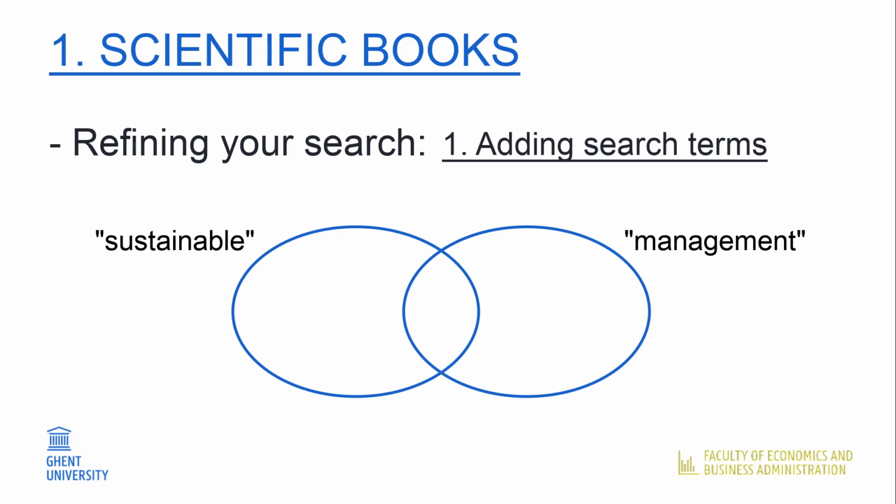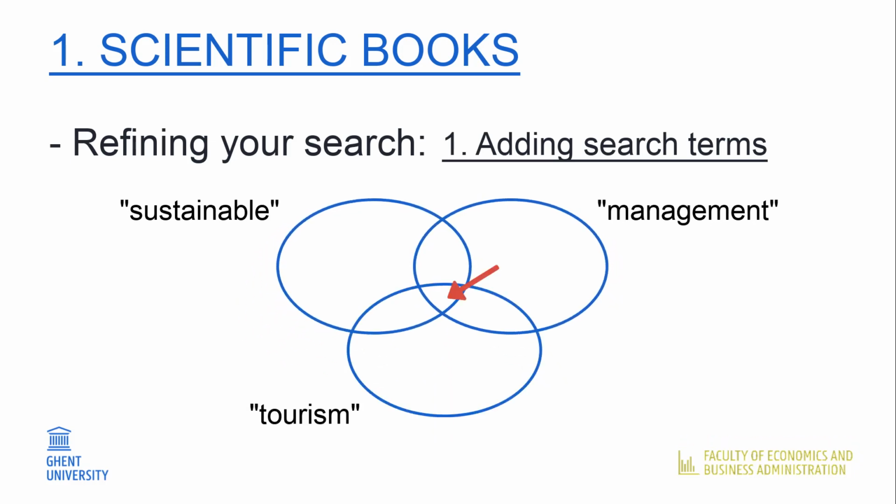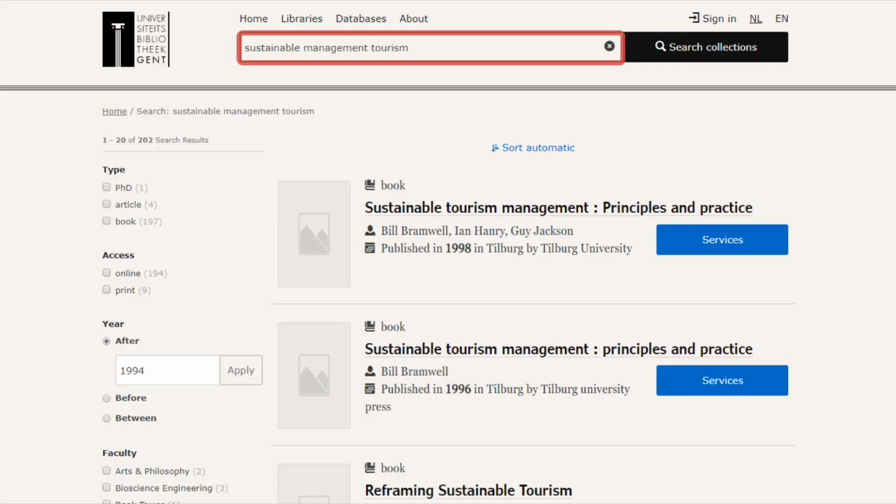It's easy to see that this cross-section will be smaller than either set individually. Adding another search term, say tourism, will yield a list of results which is smaller still. The results page now contains not 4,270 results as before, but only 202.